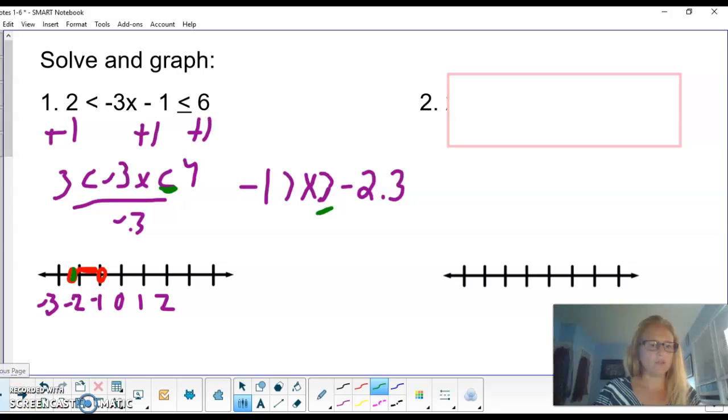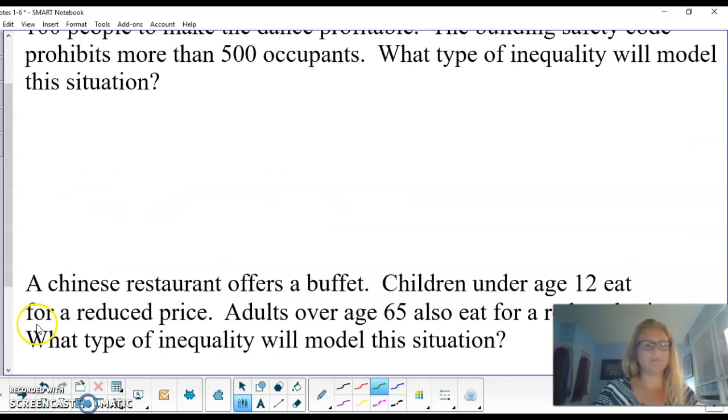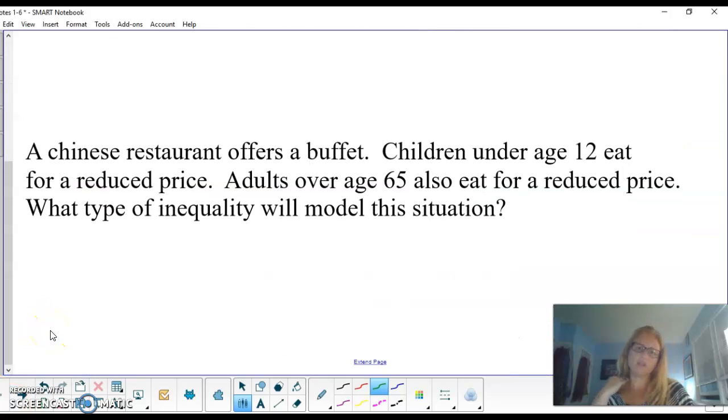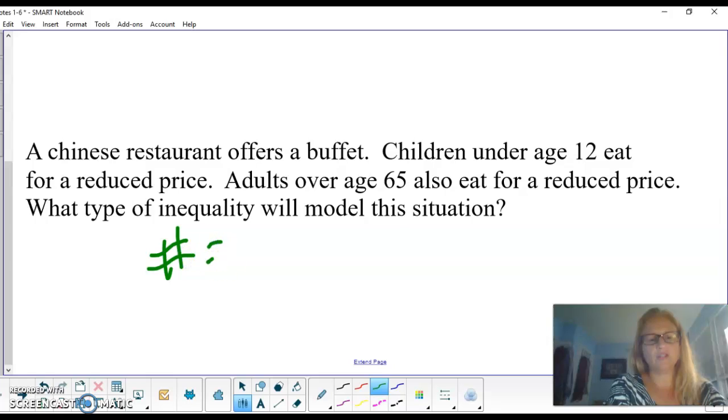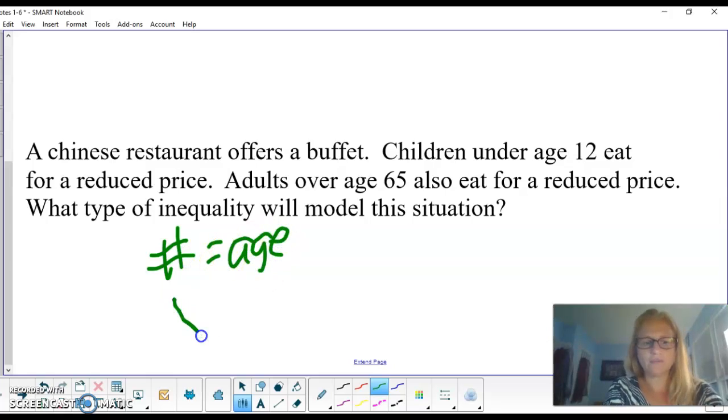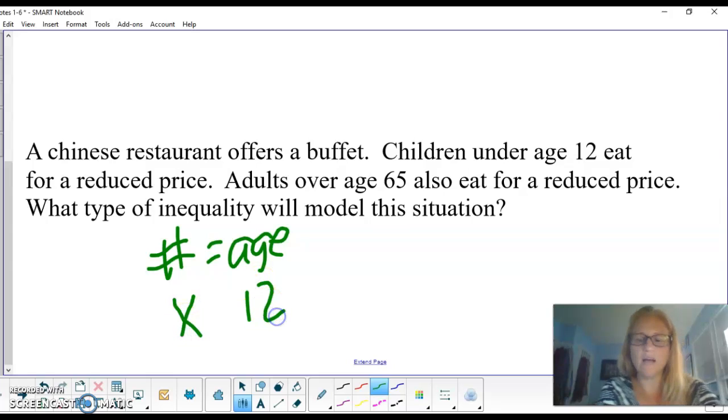Let's go on to type 2. So a Chinese restaurant offers a buffet. Children under 12 can eat. So let's let X represent the age. So children under 12. Now, there's X, there's 12. Is under 12 less than or equal to? It's less than. Equal to would be 12, and it doesn't say 12 or under, it says under 12. Then they eat for a reduced price.